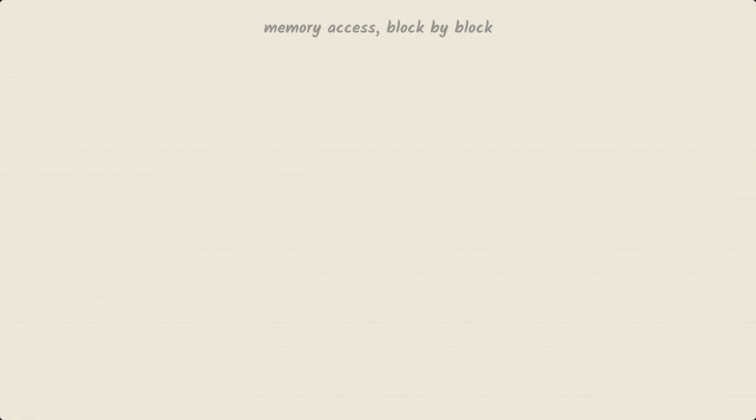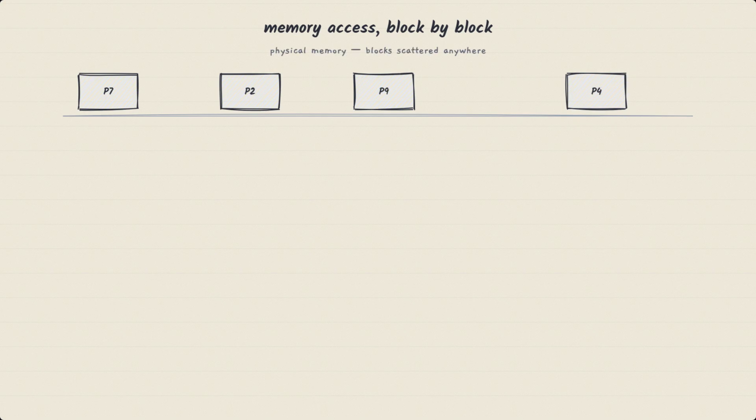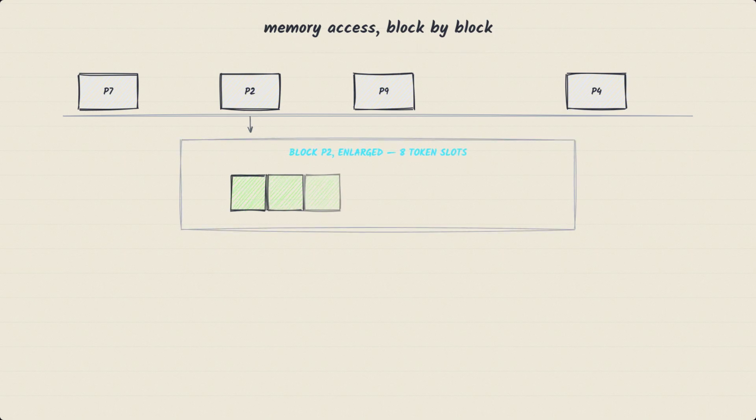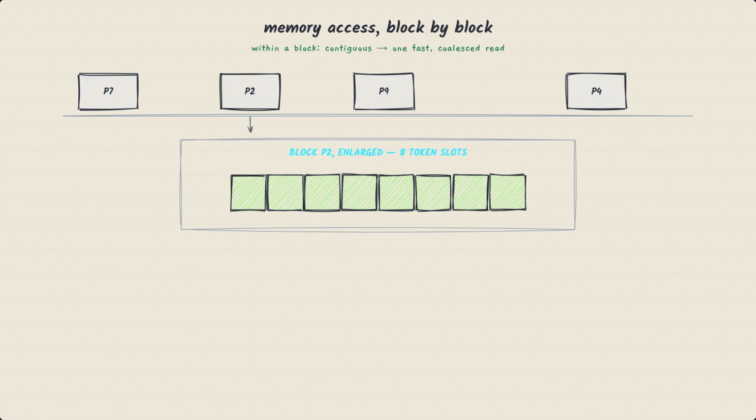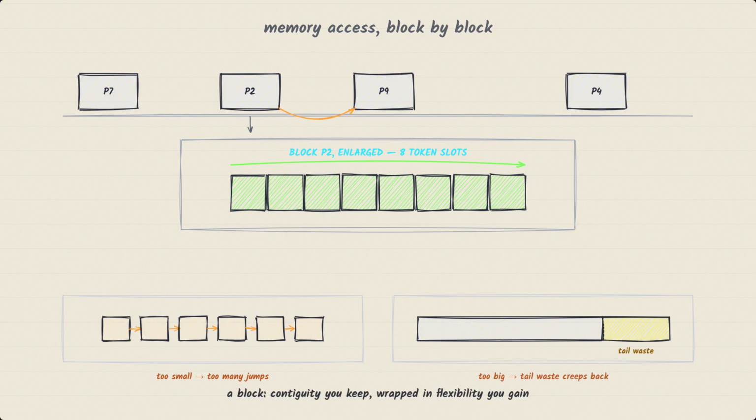One more detail on why block size matters at the hardware level. Within a single KV block, the token's keys and values are laid out contiguously, so the GPU reads them in one fast, coalesced burst. The memory system loves that. The only non-contiguous jumps happen between blocks, and there are few of those. So a block is a unit of contiguity you keep, wrapped in a flexibility you gain. Make blocks too small, and you take too many jumps and underuse each read. Too large, and the last block waste creeps back. That tension is exactly what the ablations pinned down.